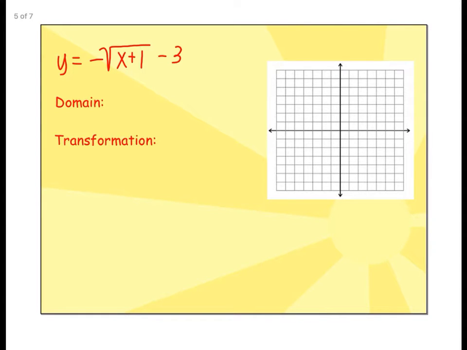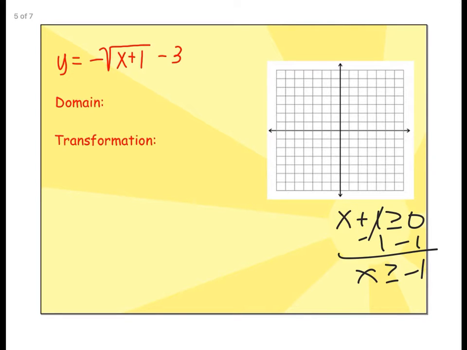Okay, y equals negative square root of x plus 1, minus 3. So I have a couple things going on here. Let's start with doing our domain. Take what's under the square root, set it greater than or equal to 0, solve for x. We already had some practice doing this in one of our other units. So my domain is x is anything greater than or equal to negative 1. Good to know, that should help us with our table.